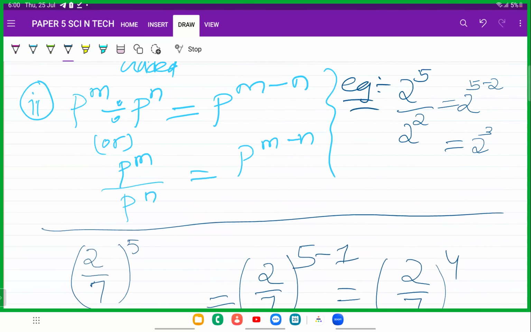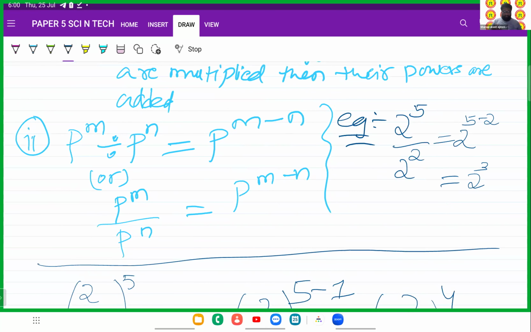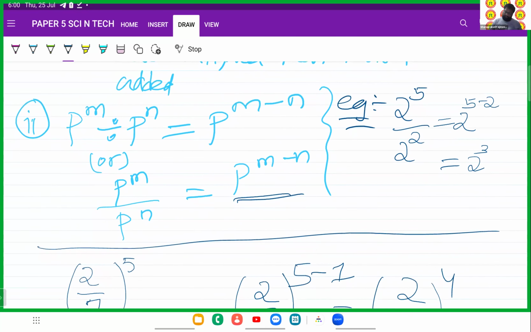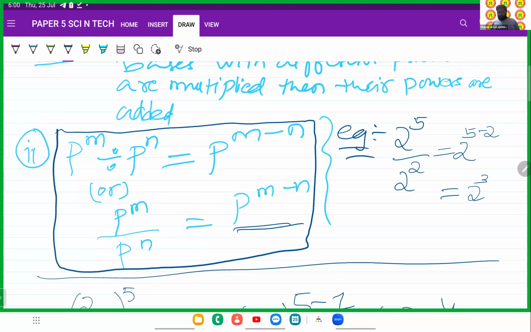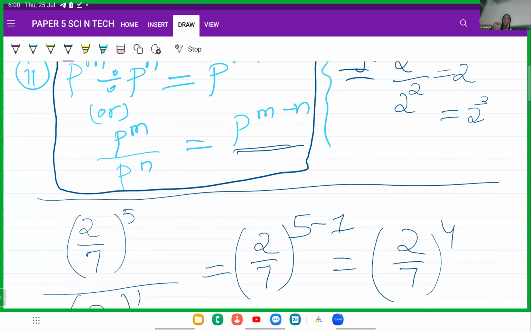No, sir. Okay, fine. So whenever the bases are same and they are dividing with different powers, then the resultant will be P to the power of the difference between those two powers. So I hope everyone please note this down. Anyways, I will be sending you the sheet PDF.